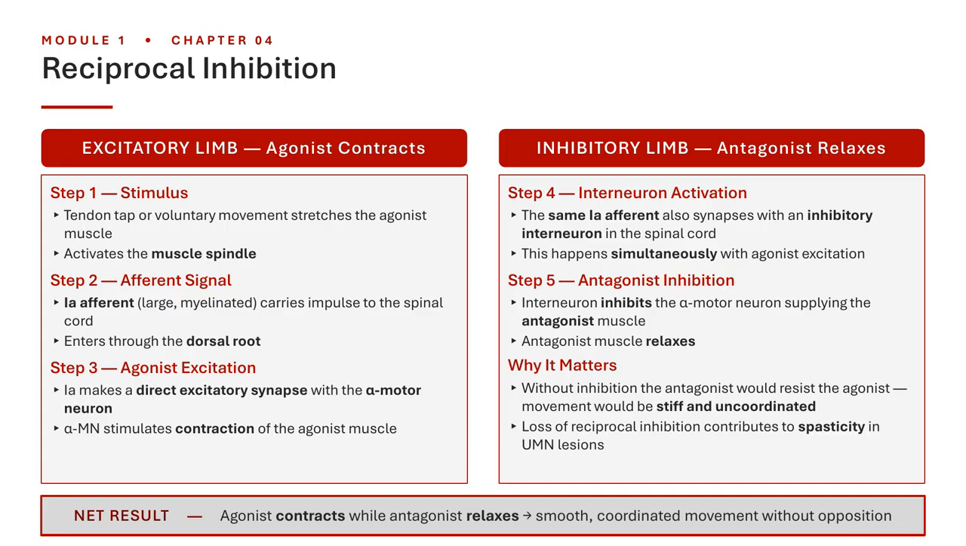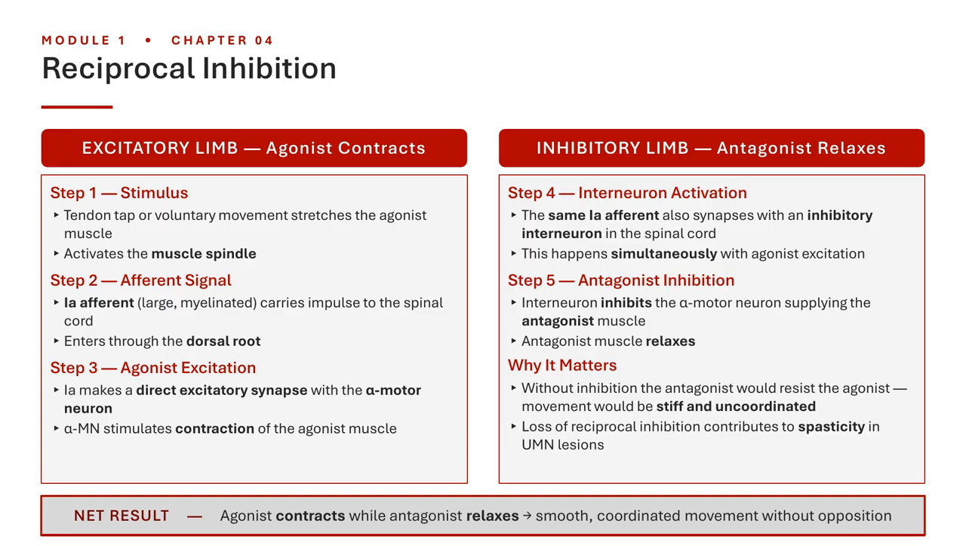Step 4. The same IA afferent also synapses with an inhibitory interneuron in the spinal cord at the same time it's exciting the agonist motor neuron. Step 5. That interneuron inhibits the alpha motor neuron supplying the antagonist muscle. The antagonist relaxes. The net result? Agonist contracts, antagonist relaxes, in a perfectly coordinated, simultaneous response to a single sensory input.